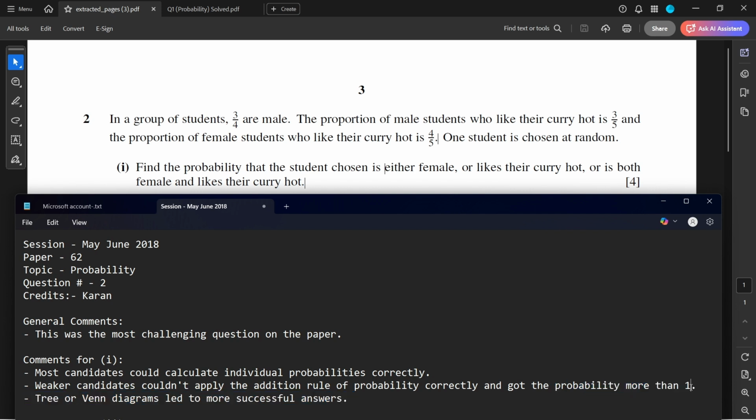If you are someone who is completely satisfied and not really bothered about this, then there is something very wrong with your concept, because probability values can never be greater than 1. The students who applied a tree diagram or a Venn diagram for this solution were often seen to have more successful answers. And guess what? I am also going to show you how to solve this question using the tree diagram. With all this being said, I hope you were able to understand some of the common mistakes made by the students.